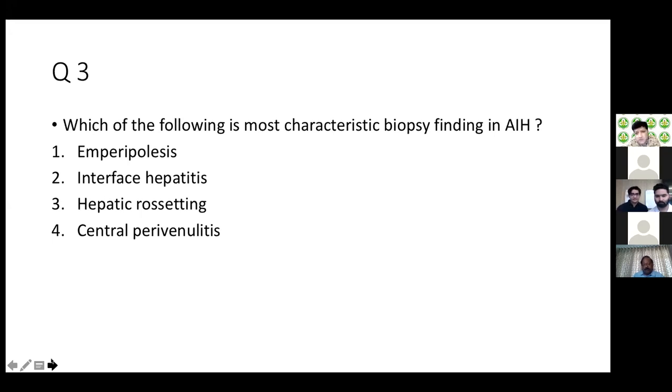We must look at overlap in a setting where you have both ALT and the alkaline phosphatase elevated, and MRCP should be done before you go ahead with the liver biopsy. I think points are very well taken. I think it should be done.